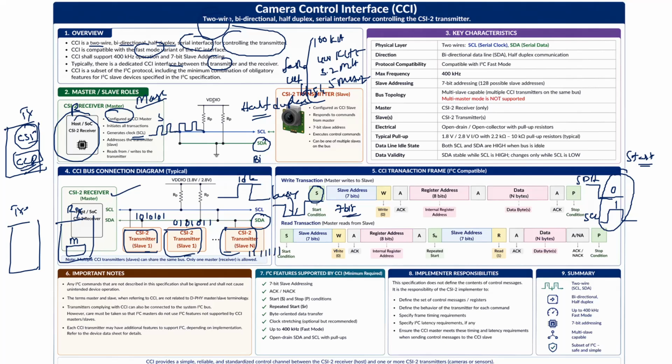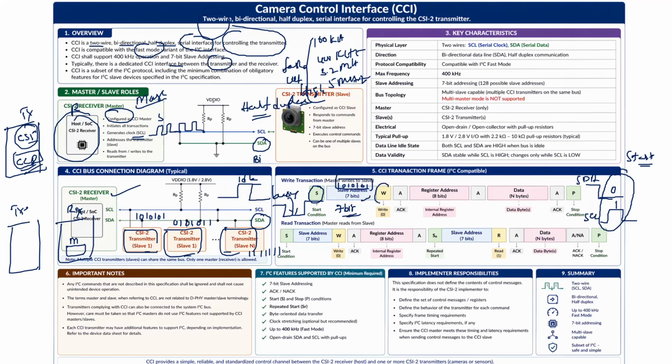Okay, then the master is keeping one address like 10101001. So then the particular slave will be responding: okay, I'm matching with your address, I will be the responder, I will be transferring whatever data you want. In that way, we need to set the address.